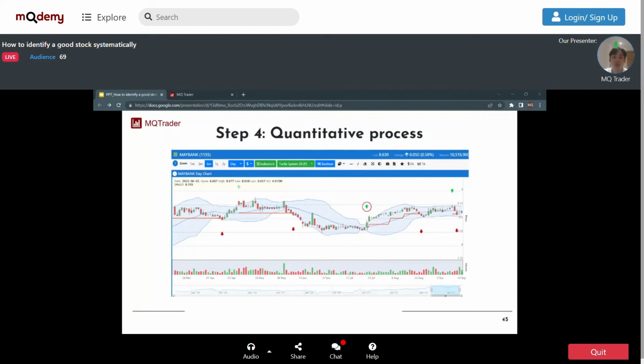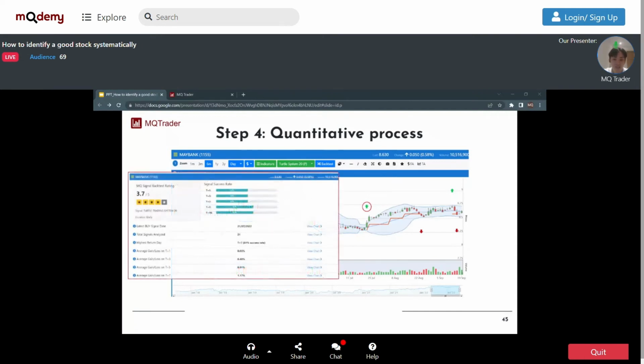In this example, we will choose a previous buy signal to test. After testing, this signal shows 3.7 points and the highest return day is on the 7th trading day. It has also analyzed a total of 21 signals, which means that this backtest is considered fairly accurate. Now, if we follow the buying timing of this buy signal, we will be entering at 8 ringgit 42 cents, and then sell at 8 ringgit 59 cents on the 7th day.